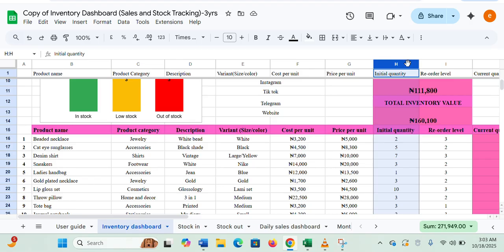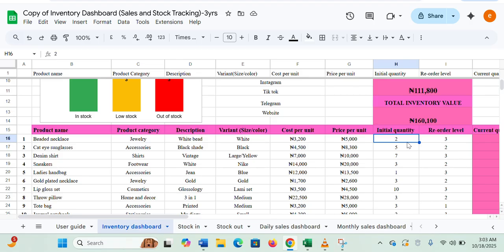As at the time you start making use of this spreadsheet, this business tool, how many of that particular product did you have? So for example, as at the time you got this inventory dashboard for beaded necklace, you had two in your business. You just have to input two. I hope that you understand that. It is as simple as that, initial quantity.